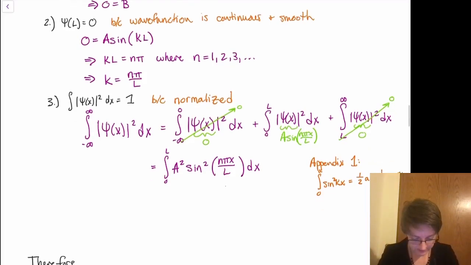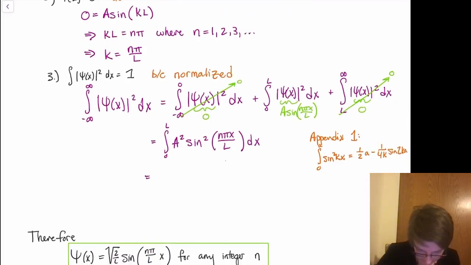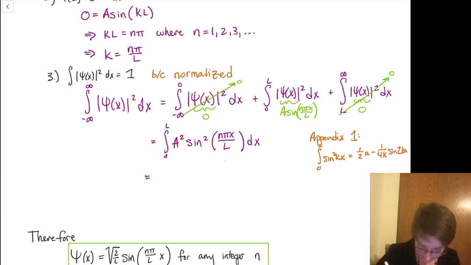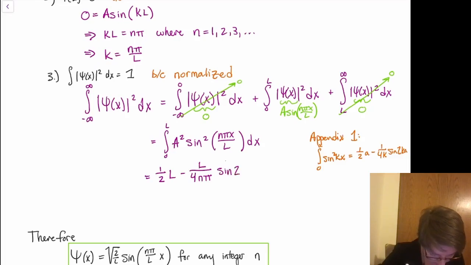So applying that to our own situation, now I can see that my overall integral, a is equal to L in this case, little a is equal to L, and k is equal to n pi divided by L. And so this definite integral is going to evaluate to 1/2 L minus 1 over 4 times n pi over L times sine of 2 n pi over L. Oh, and I don't want to forget my a squared.